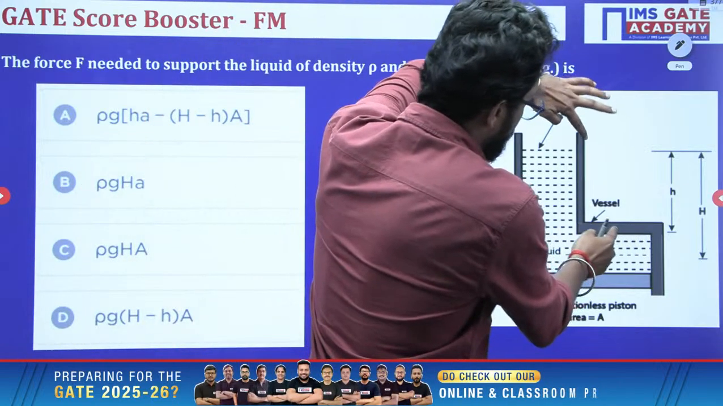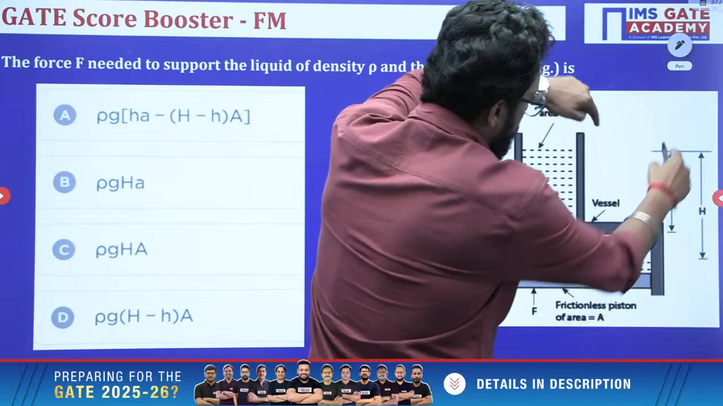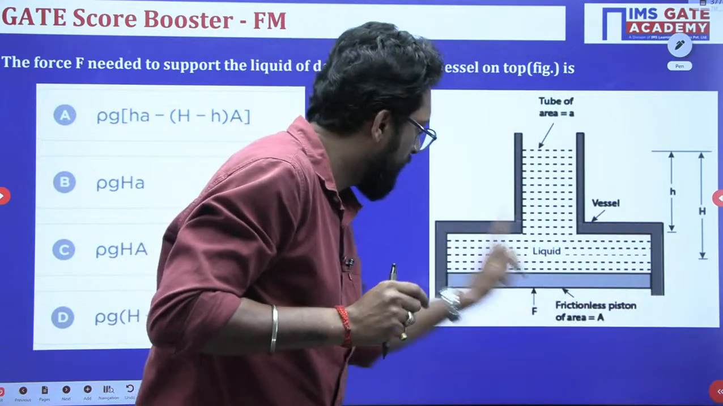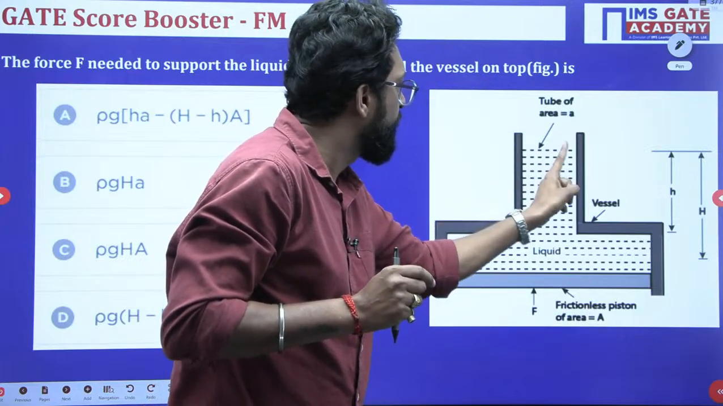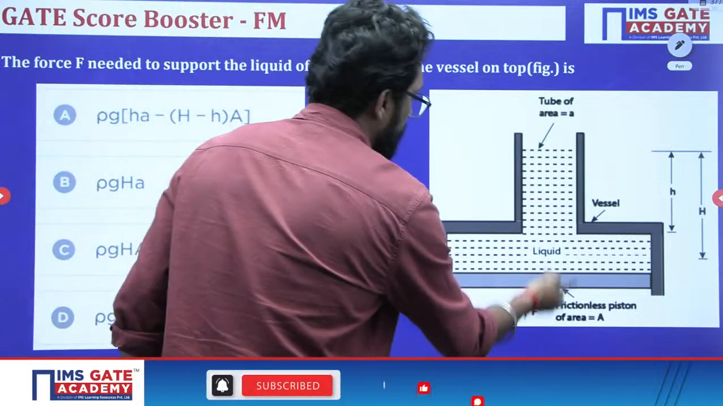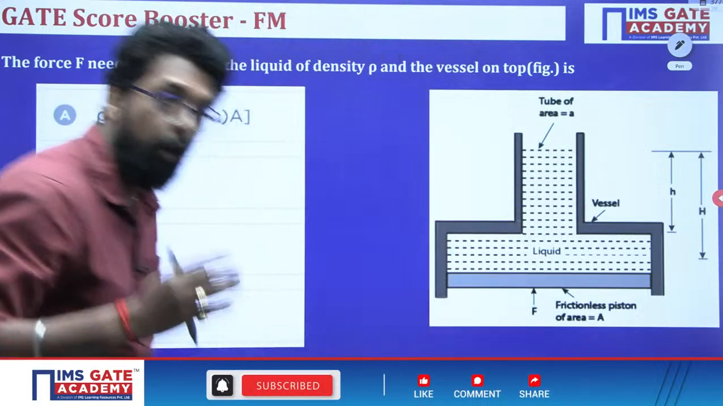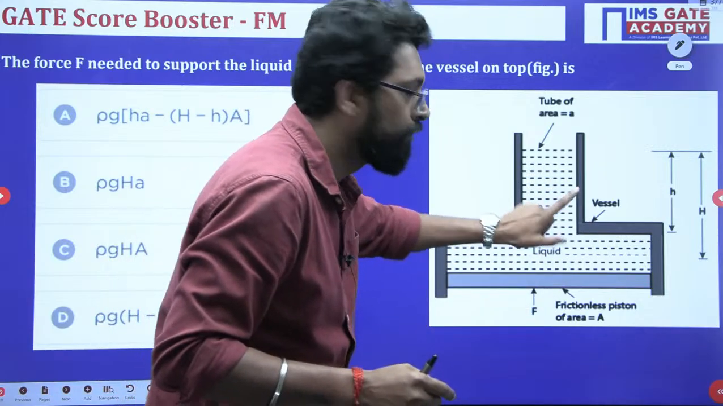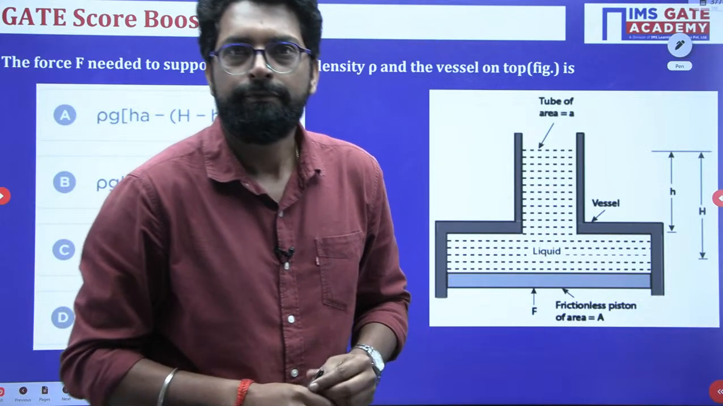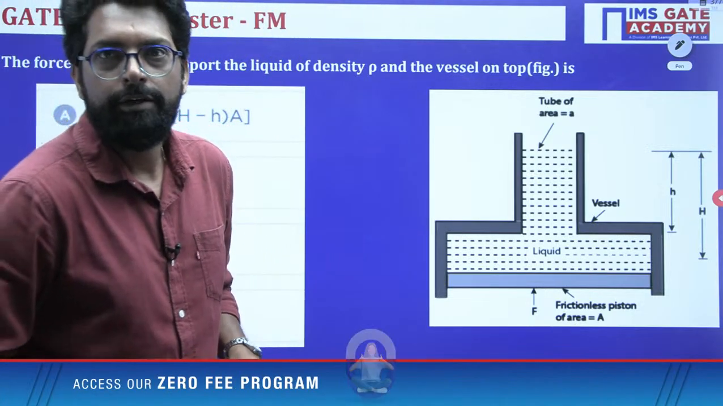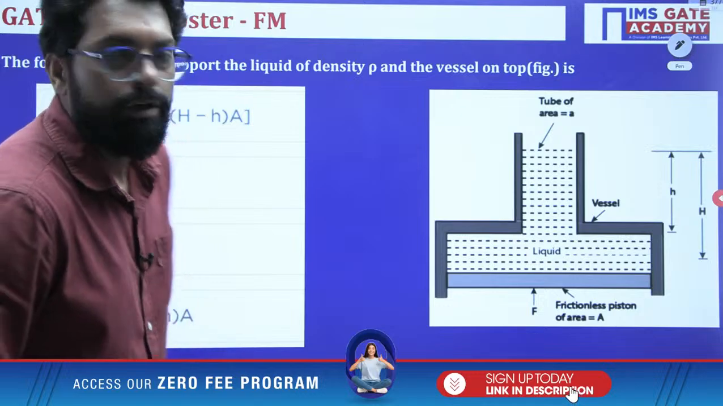This length dimension is given, this total dimension is given. This cross-section area is capital A, and this cross-section area is small a. Then they are asking: what is the force required to hold the fluid in this position?